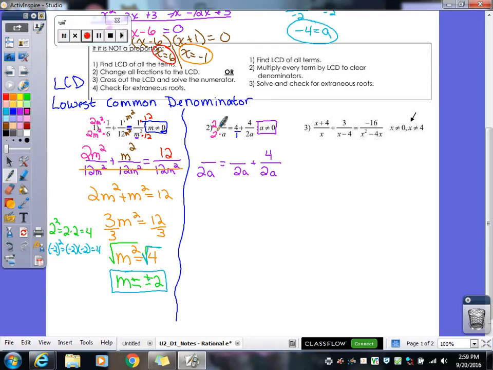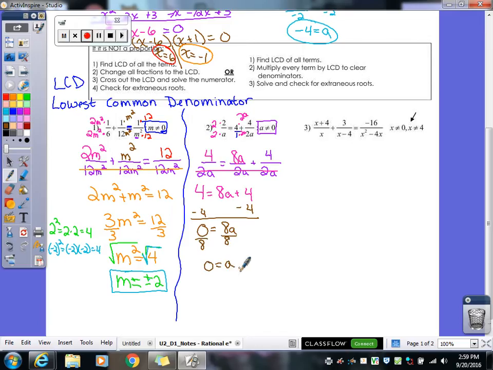For our first fraction, we need to multiply top and bottom times 2 to get to our common denominator of 2a, keeping our fraction equivalent. The second fraction, I need to multiply times 2a. That gives me an 8a over 2a. So now we all have the same common denominator. Cross it out. Now we have a normal, regular equation that you guys are really good at solving. So I would subtract my 4. I get 0 equals 8a. Divide by 8. 0 divided by 8 gives me a 0.